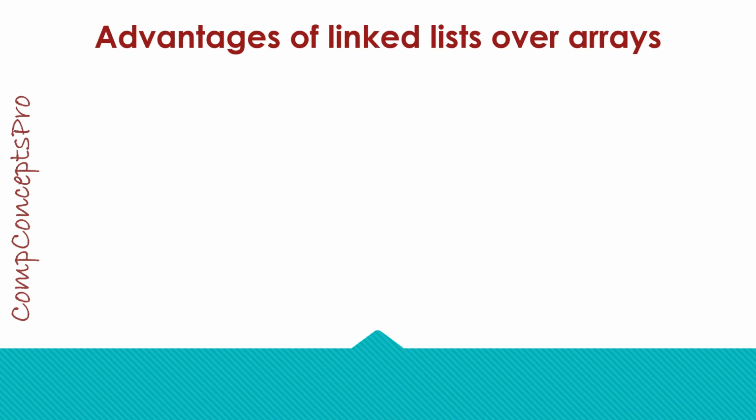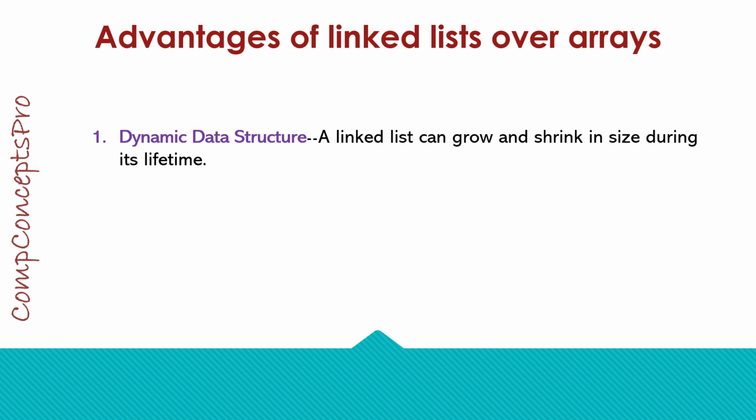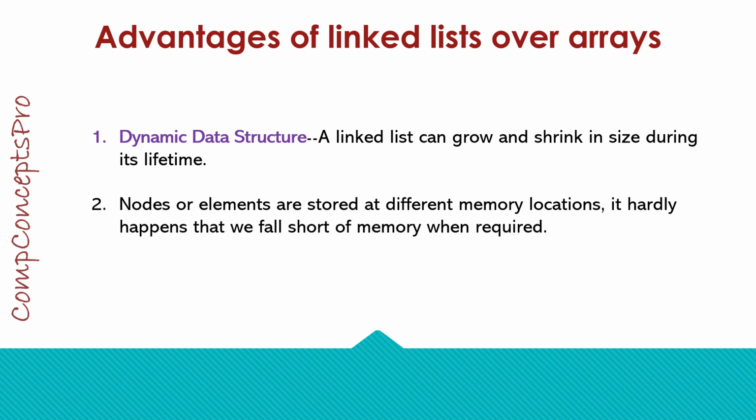Now let's discuss some of the advantages of linked lists over arrays. First, it is a dynamic data structure, which means a linked list can grow and shrink at runtime by allocating and deallocating memory. So there is no need to give an initial size of the linked list. Secondly, the nodes of a linked list are scattered all over the memory locations. There is no hitch of finding a contiguous chunk of memory. Just the address of the next node is stored in the previous node and we can easily locate the next node.